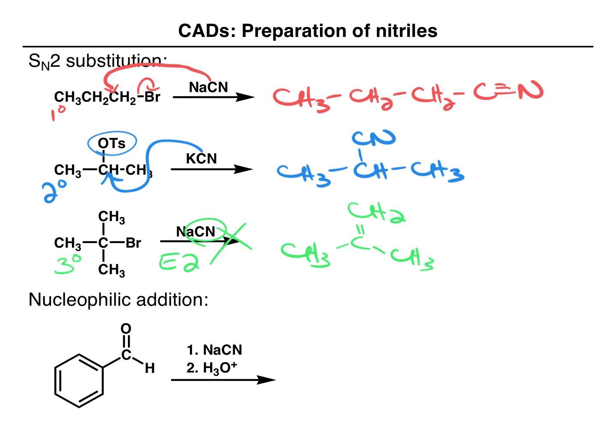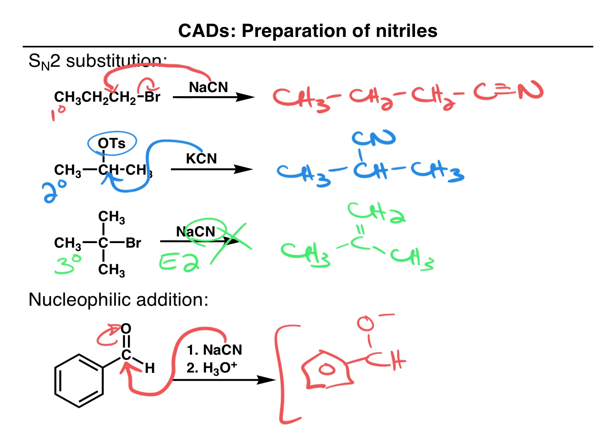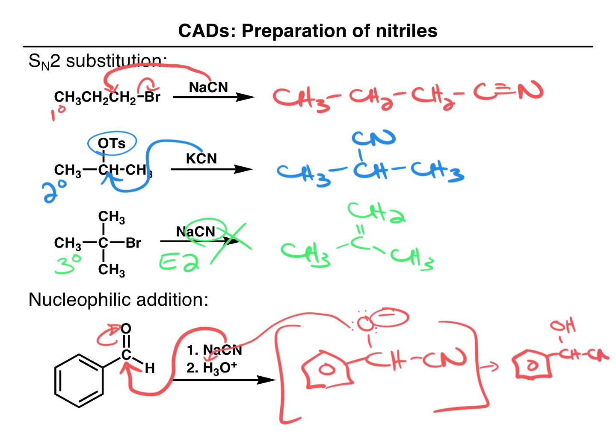An aldehyde or ketone can be treated with cyanide. This will act as a nucleophile, pushing these electrons up onto the oxygen, giving as an intermediate this. And then under mild acid conditions, the O- can grab off the H+ to give a cyanohydrin product.